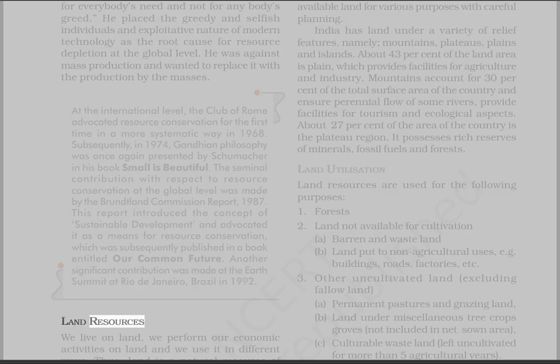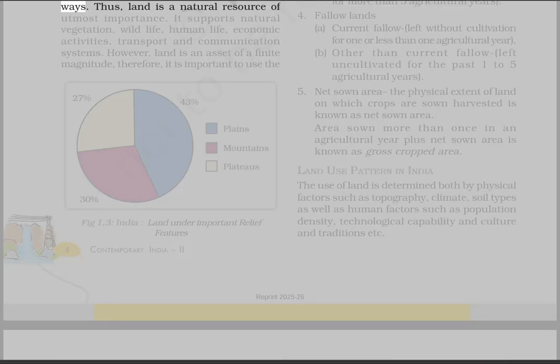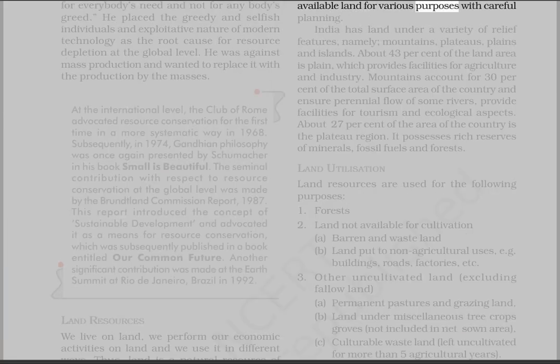Land resources. We live on land, we perform our economic activities on land and we use it in different ways. Thus, land is a natural resource of utmost importance. It supports natural vegetation, wildlife, human life, economic activities, transport, and communication systems. However, land is an asset of a finite magnitude, therefore, it is important to use the available land for various purposes with careful planning. Fig 1.3: India, land under important relief features.